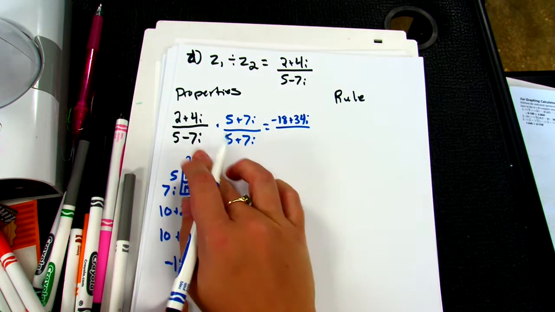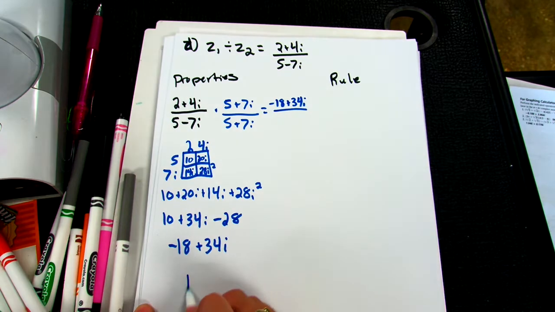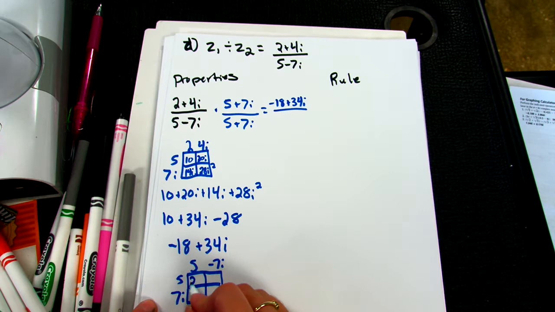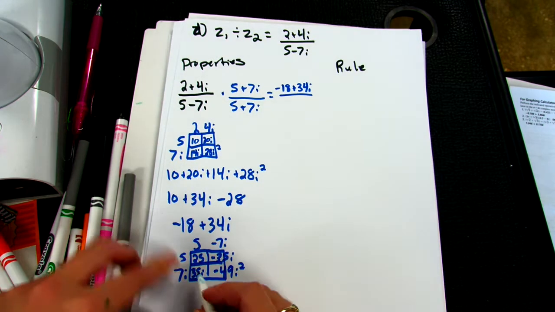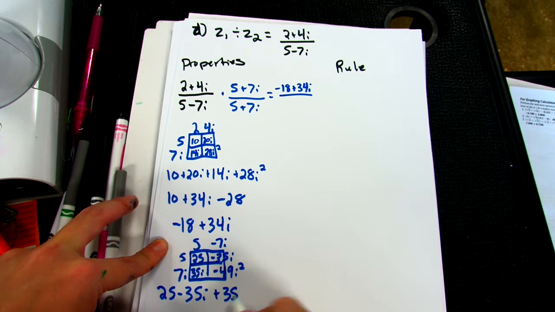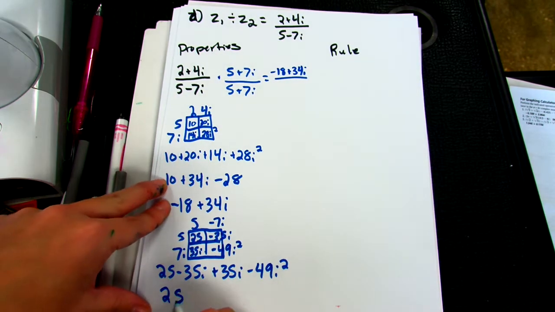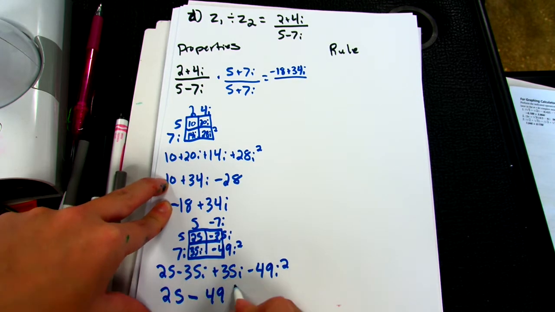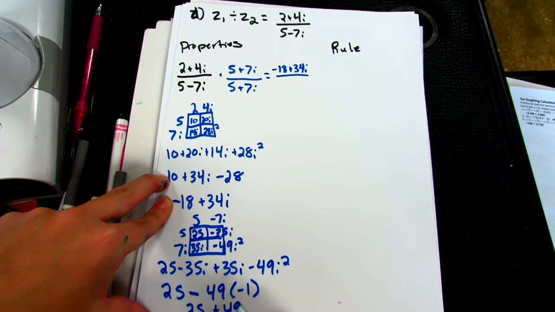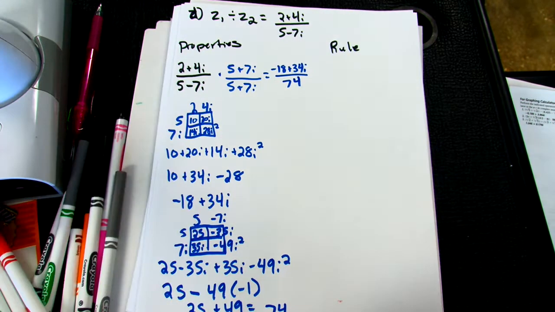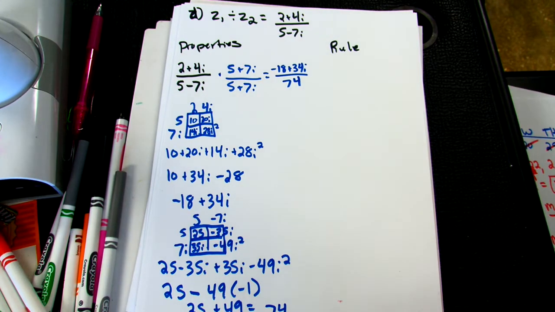What about the denominator? We have 5 minus 7i times 5 plus 7i, right? So again, we can use our box method. So 5 minus 7i, 5 plus 7i. So 25. This is negative 35i. This is positive 35i. And this will become negative 49i squared. Okay, so 25 minus 35i plus 35i minus 49i squared. The 35i's cancel each other out, leaving you 25 minus 49, and then i squared is negative 1. So 25 plus 49, which is 74. There we go. That would be that part, okay?